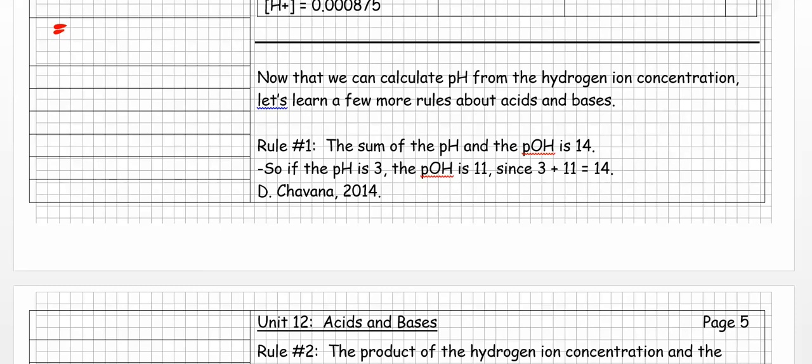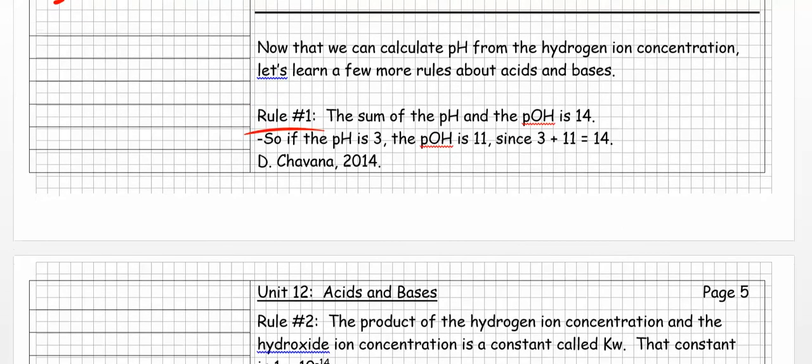Well, pOH is another way of indicating acidity or basicity, okay? So you have a pH, you have a pOH. If the pH is one number, like say 7, then the pOH is 7. But if the pH is 3, the pOH is going to be 11 since pH plus pOH is equal to 14. So 3 plus 11 is equal to 14, okay? So that's the first rule that we're going to remember. pH plus pOH is equal to 14.